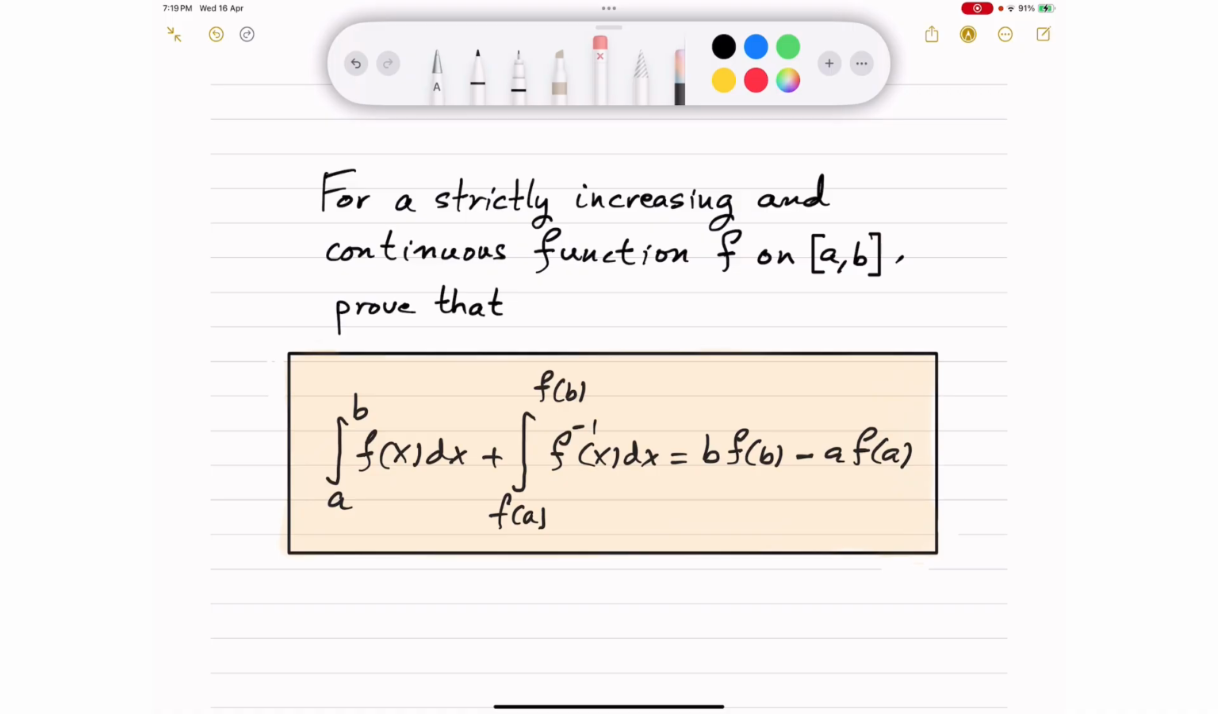In this video, I'm going to be proving this important property. It says that for a strictly increasing and continuous function f on a closed interval a and b, we need to prove that the integral from a to b of f of x dx, which is the area under f of x from a to b, plus the integral of the inverse function f inverse of x dx from f of a to f of b, the sum of the two areas, is equal to b f of b minus a f of a, which is an important property that might help us solve different types of problems.